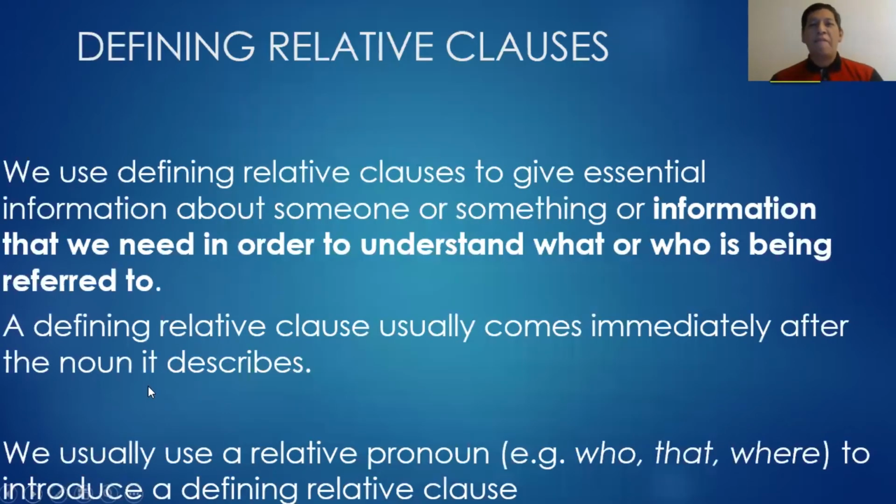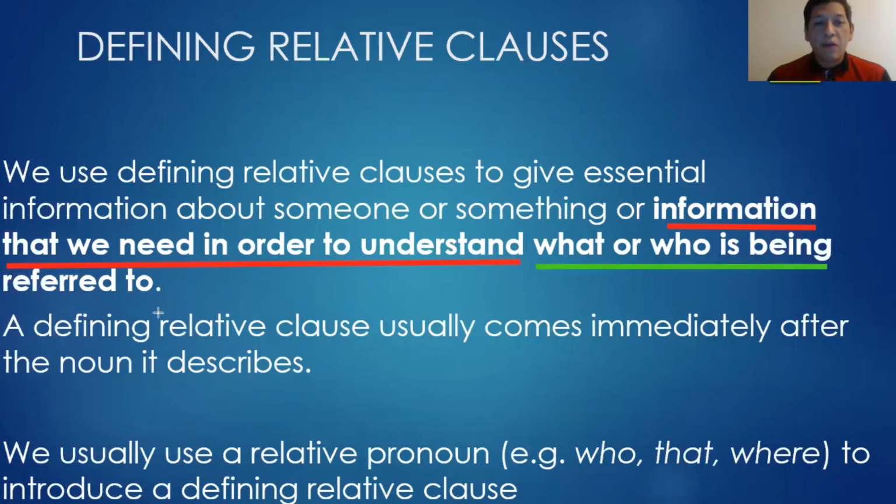It says, defining relative clauses. We use defining relative clauses to give essential information about someone or something, or, and this is very important, information that we need in order to understand what or who is being referred to, okay? We're going to have this one with a different color because this one is very important. What or who is being referred to, okay?